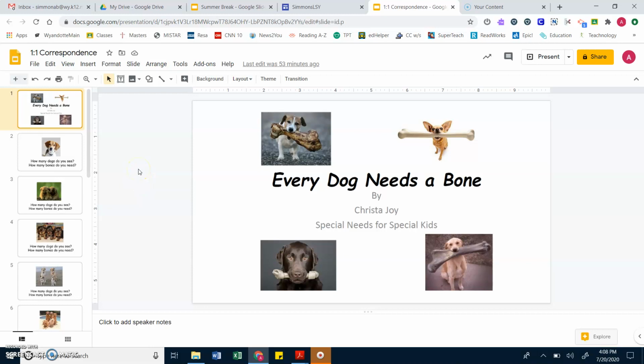So the story we're going to read today is Every Dog Needs a Bone by Krista Joy. And remember, Krista Joy is our author. She is the person who wrote the words in our story. The title, Every Dog Needs a Bone, tells us what the story is about, and the pictures on our cover also tell us what the story is about. So the story must be about dogs and bones.